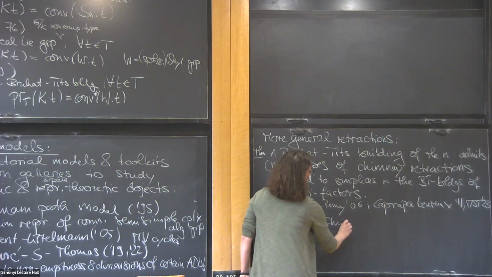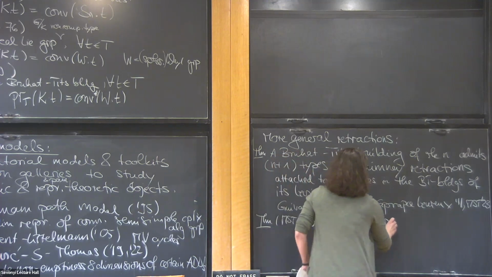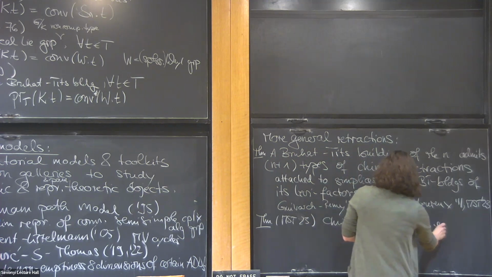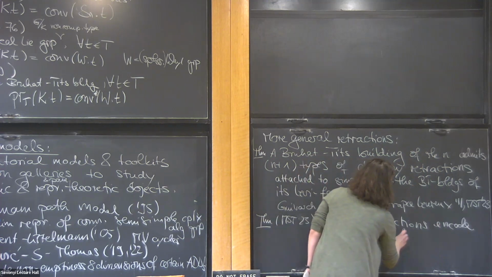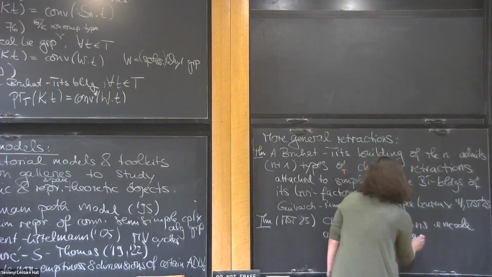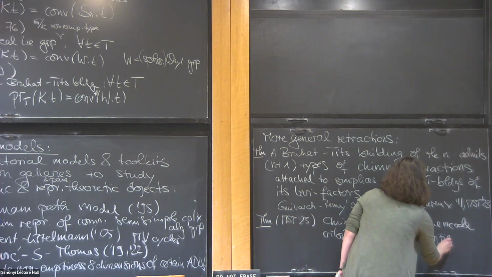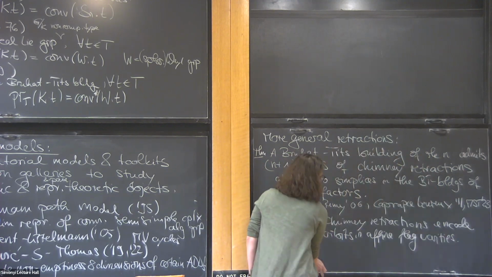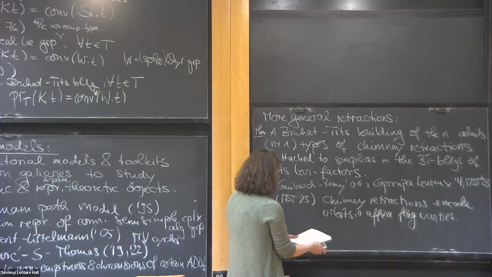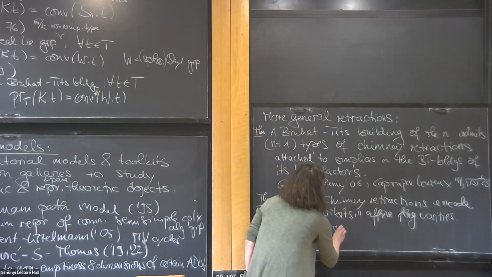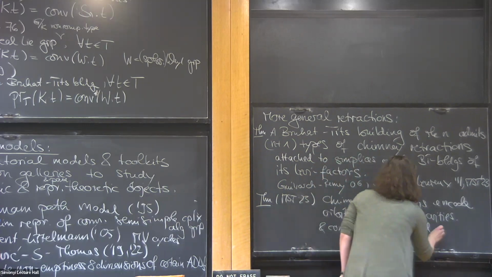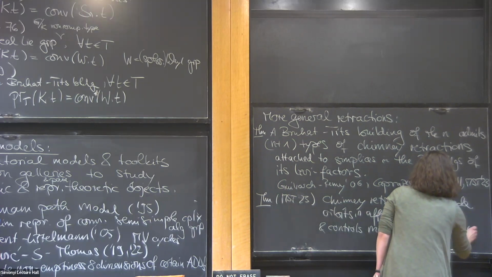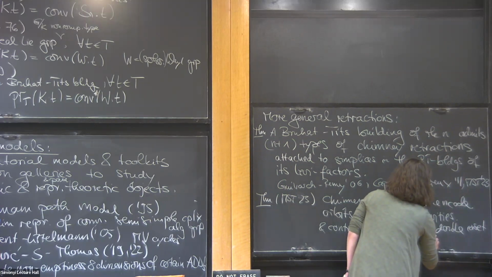Chimney retractions also encode orbits in affine flag varieties. I do not want to put the formal analog of what's up there, but that can be done. And then this also controls more general double coset intersections.